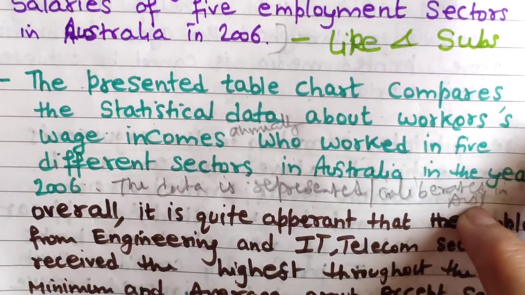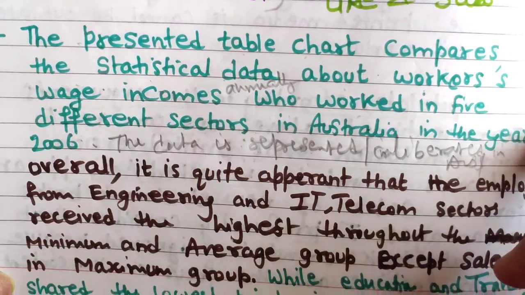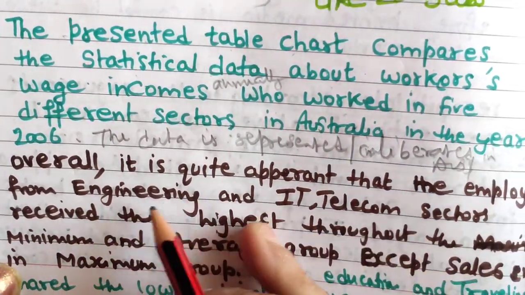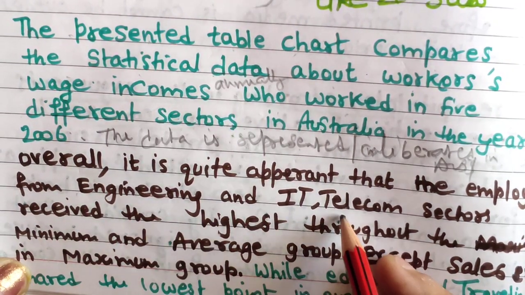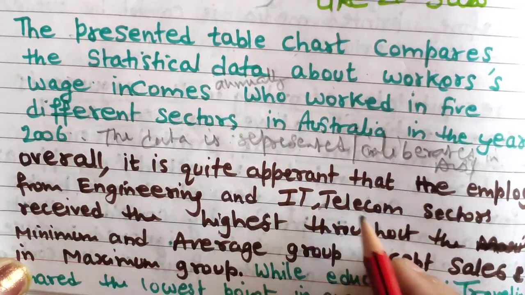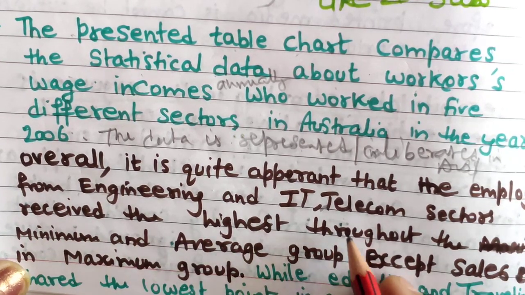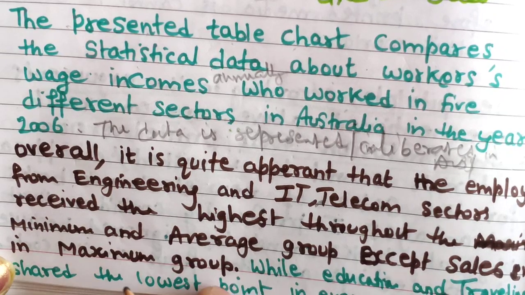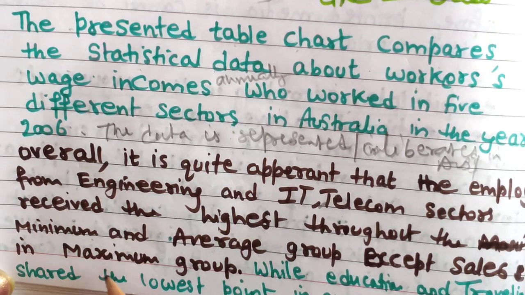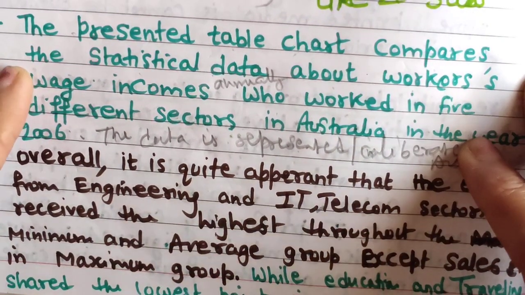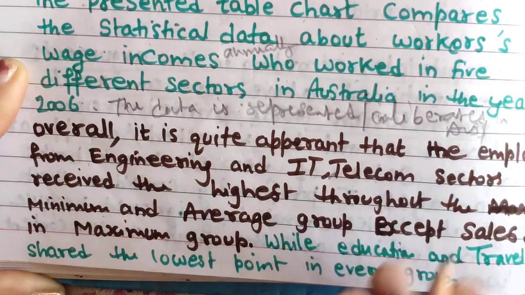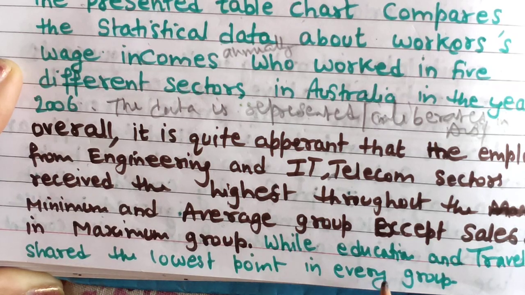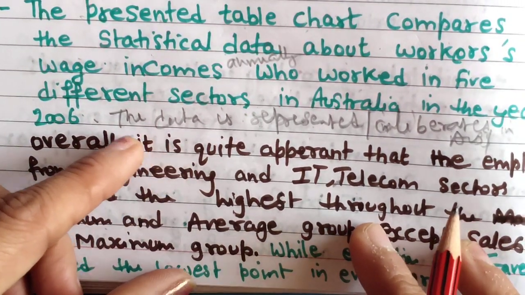Now the second body paragraph, that is the overall point. Overall, it is quite apparent that the employees from engineering and IT telecom sectors received the highest throughout the minimum and average group, except the sales employment sector in the maximum group. Okay, so now we are going to talk about education and training sectors, which shared the lowest point in every group. So this is the overall kind of thing.